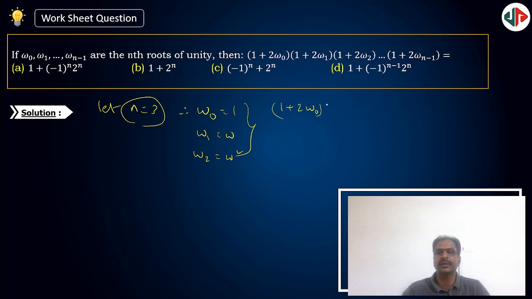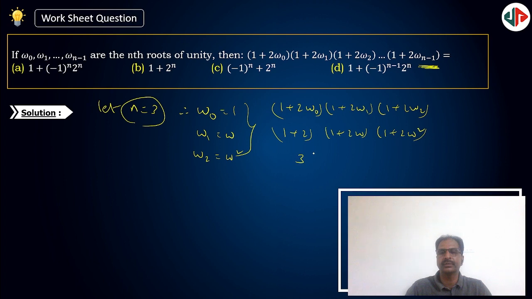Then, since I took n is equal to 3, the last term will be, see, the question is finding 1 plus 2 omega naught, 1 plus 2 omega 1, up to omega n minus 1. But I took n as 3, which means the last term will be omega 2. So you have to find up to here. In place of omega naught 1, in place of omega 1 omega, in place of omega 2 omega square. So this is 3 into, multiply those two factors.